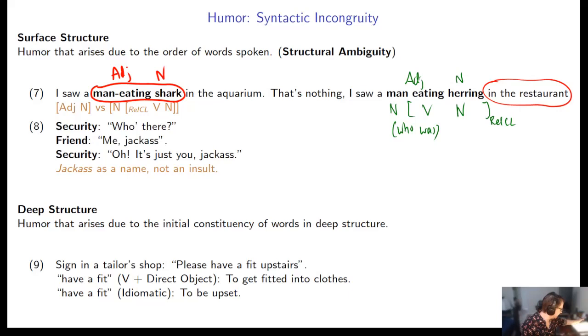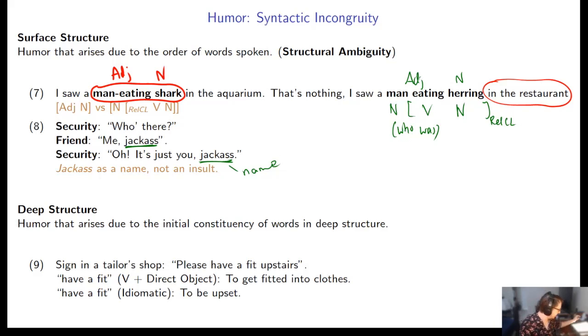Whenever we say something like "me" or "you" or say a name, "jackass" here can be interpreted as either an insult or as a name. Like, "it's me, Trevor," or "it's me, idiot." And then when the security officer responds, he treats it the same way. Instead of treating it as an insult, he treats it as a name, which is causing the incongruity, because we expect it to be an insult, but the security officer is treating it as a name instead. So this is also a syntactic category thing.